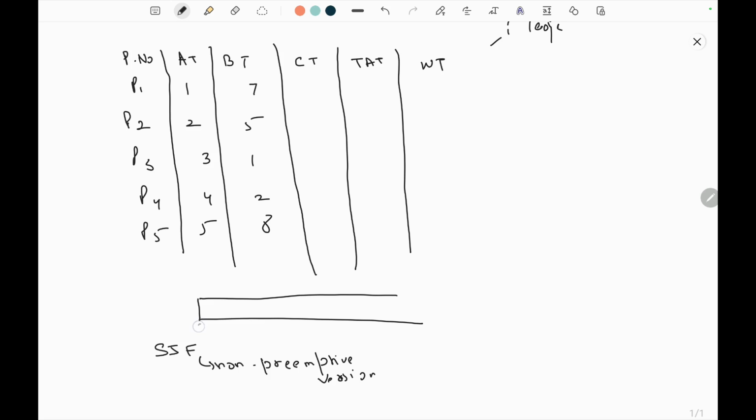Okay, so using the Gantt chart, the initial process that arrives in the memory is P1, at arrival time 1 second. If the clock starts from 0, then from 0 to 1 there will not be any process. So from 1 time unit the process will start. P1 will execute completely. Why? Because it is non-preemptive.